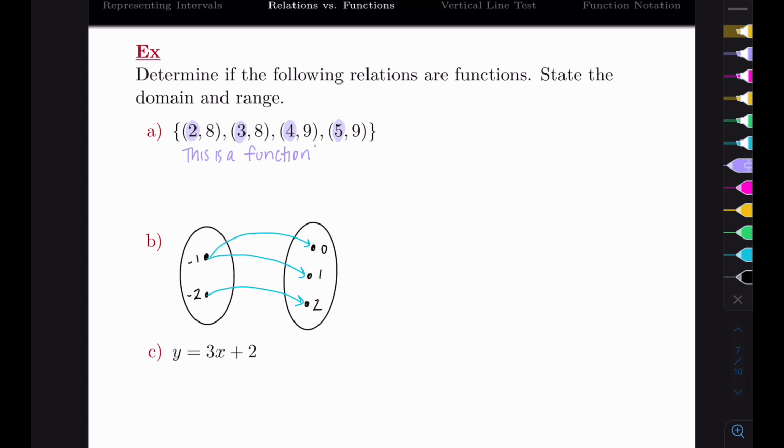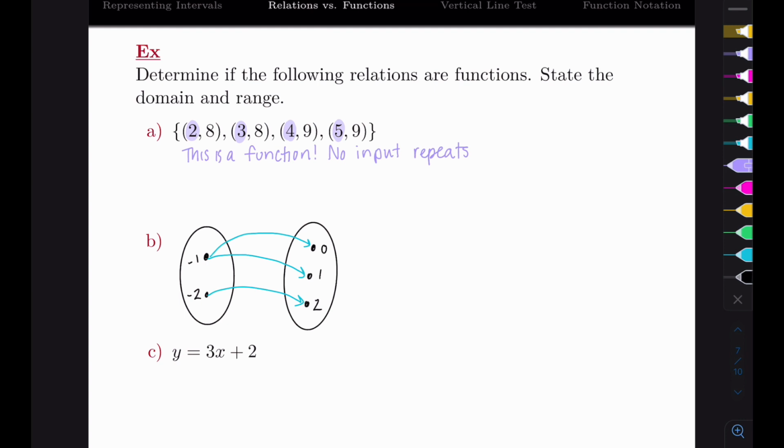Okay. So no input repeats, which is great. The outputs definitely repeat, but that's okay. We don't care about the actual output. We want to just make sure the input does not repeat.